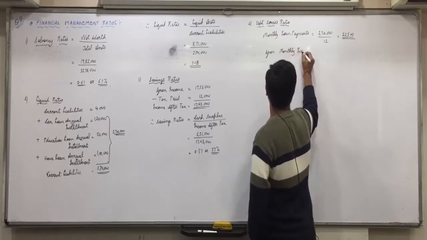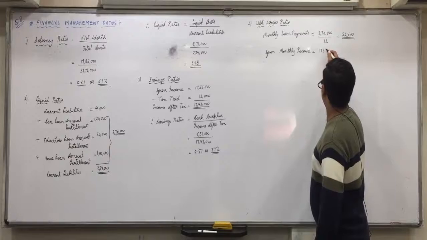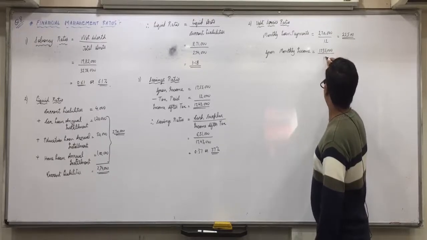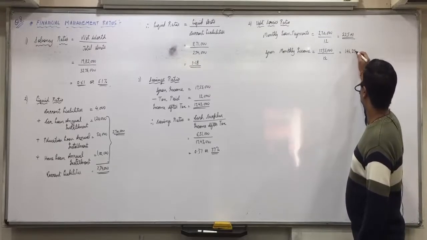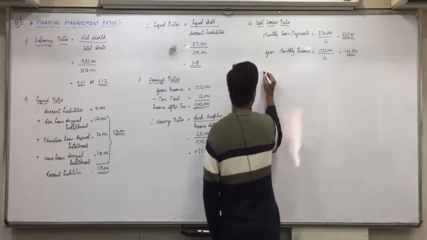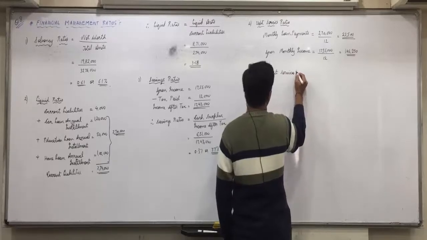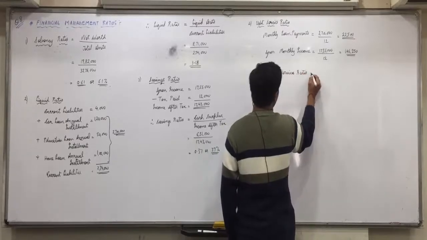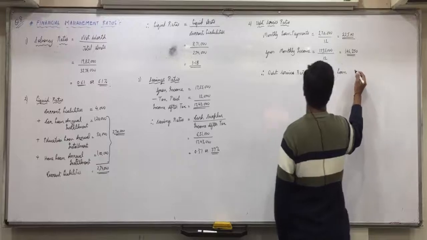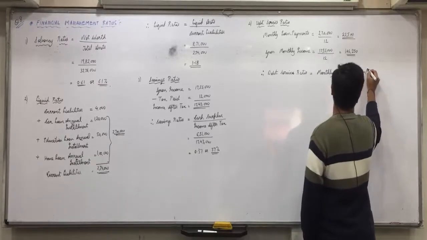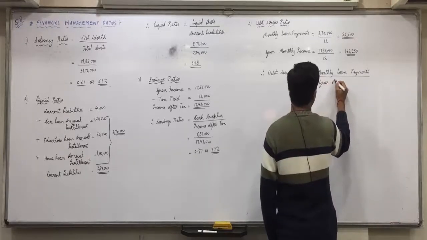And gross monthly income. Now, gross income is 17 lakh 55,000 divided by 12. 1,46,250. Therefore, debt service ratio is equal to monthly loan payments divided by gross monthly income.